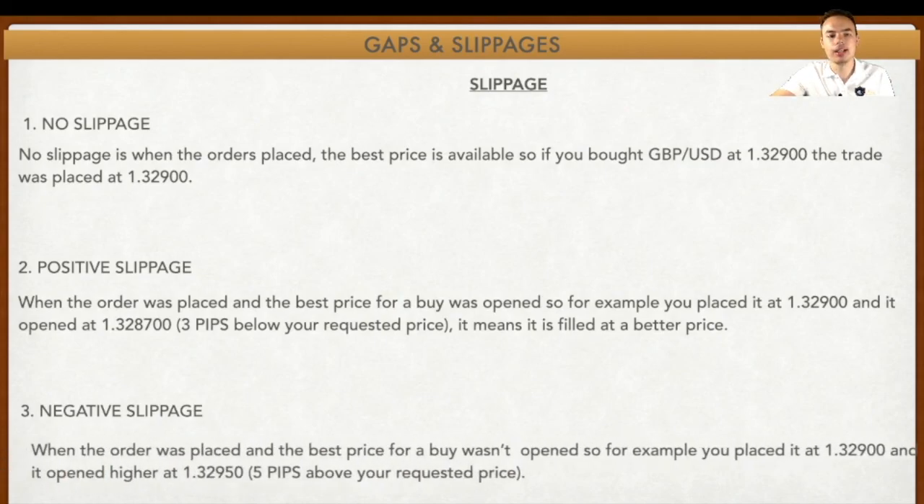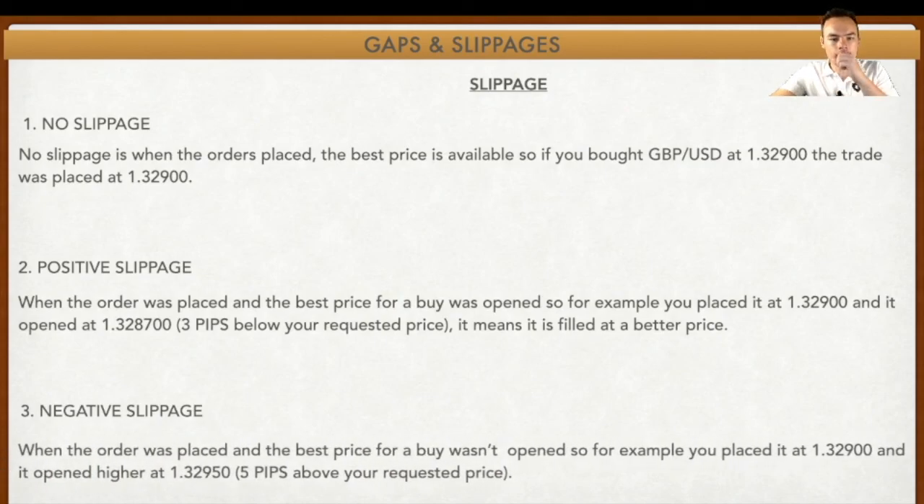And then obviously negative slippage. So when the order, okay, so you place 1.32900, but then the initial price then enters at, you know, higher, let's say 1.32950, 5 pips above, so you lost out a bit more. So those are the 3 examples of slippages.